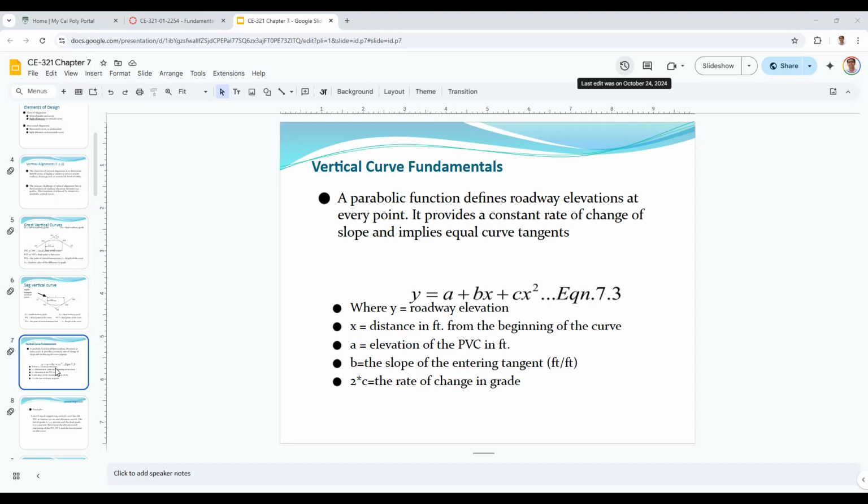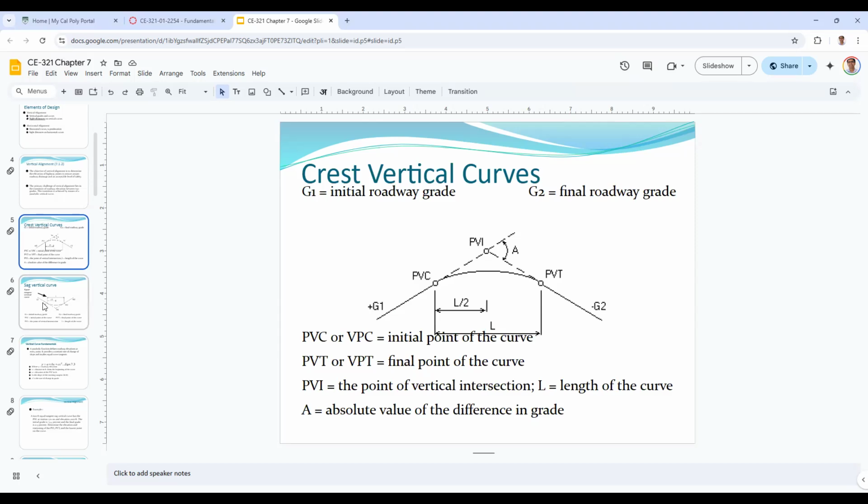Now, X is completely different in this equation. The way we define X is that X will be equal to 0 where our vertical curve begins. If you recall from the last lecture, where our vertical curve begins is right here. This is the PVC. So if you are solving these vertical curve problems, the X value would always be 0 at the PVC.